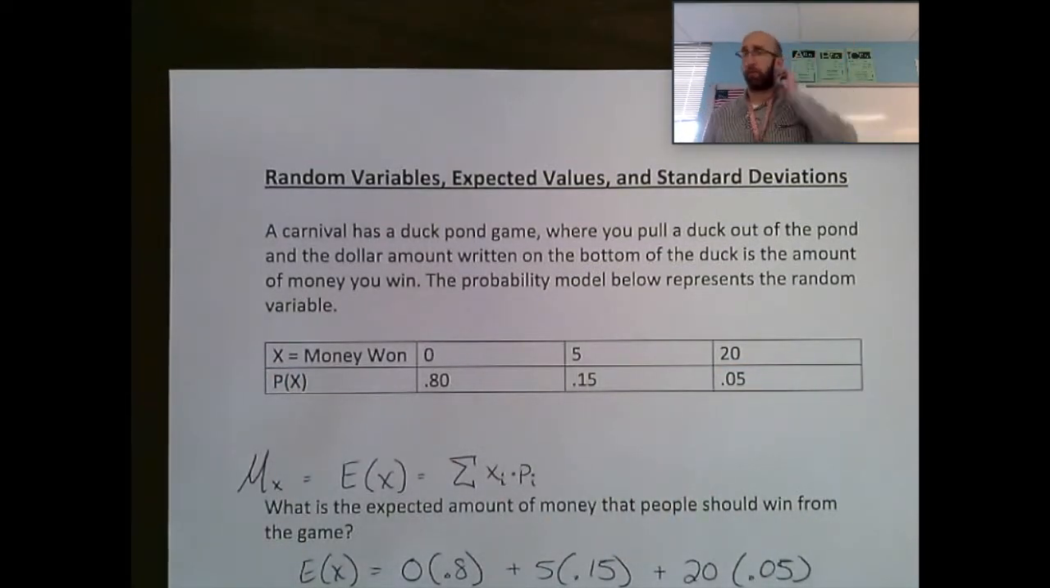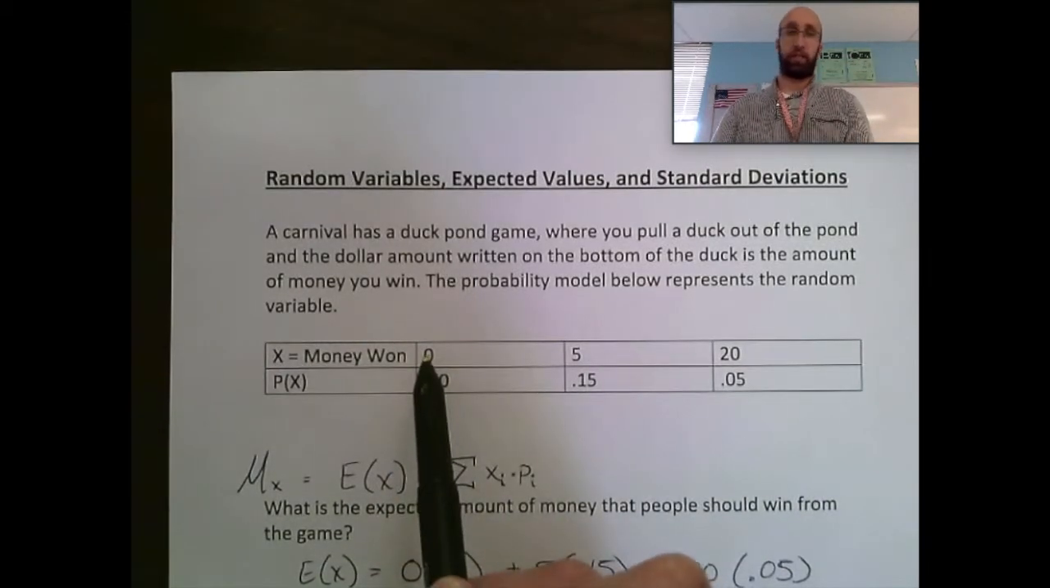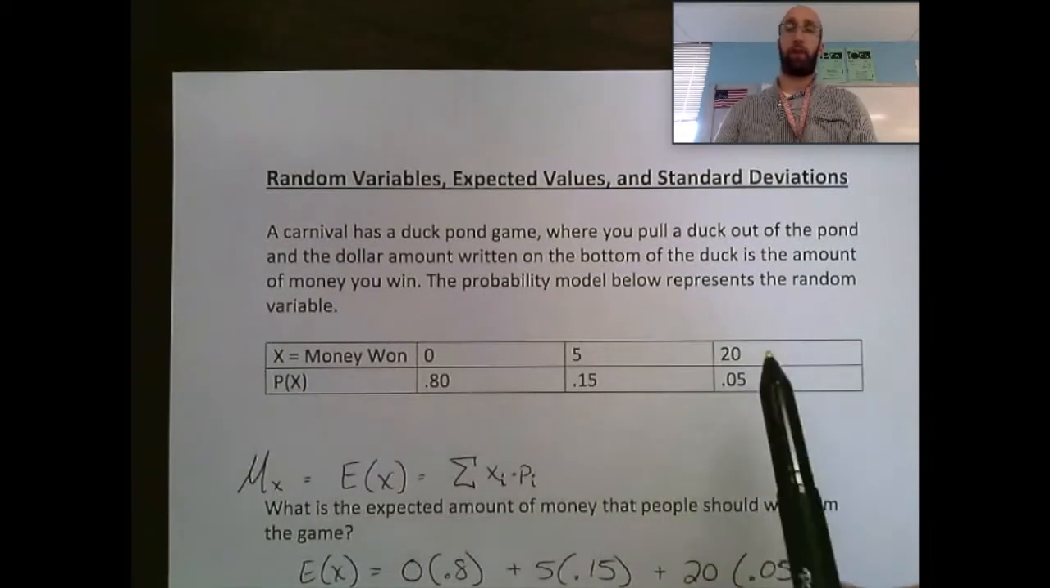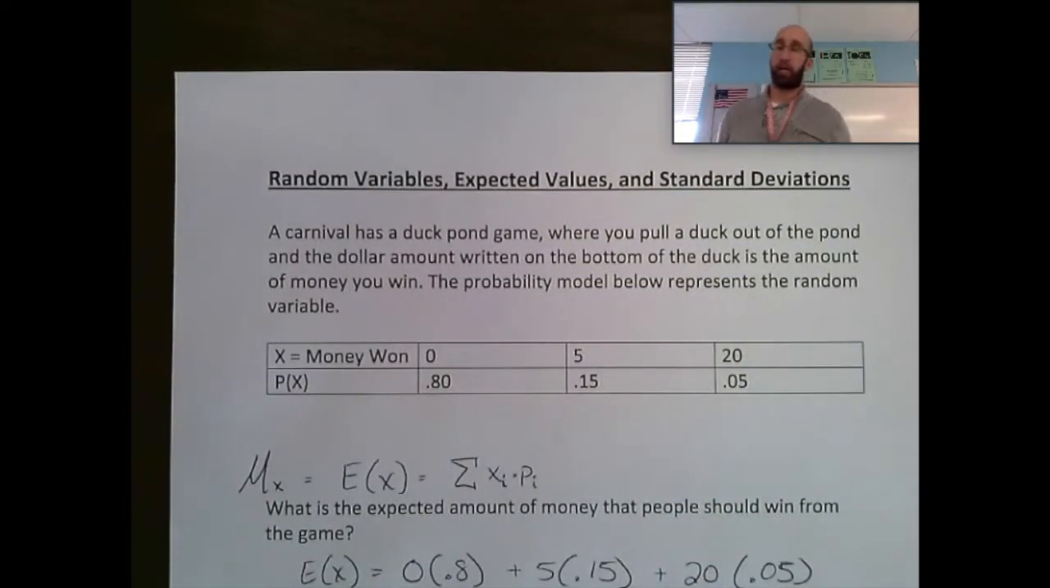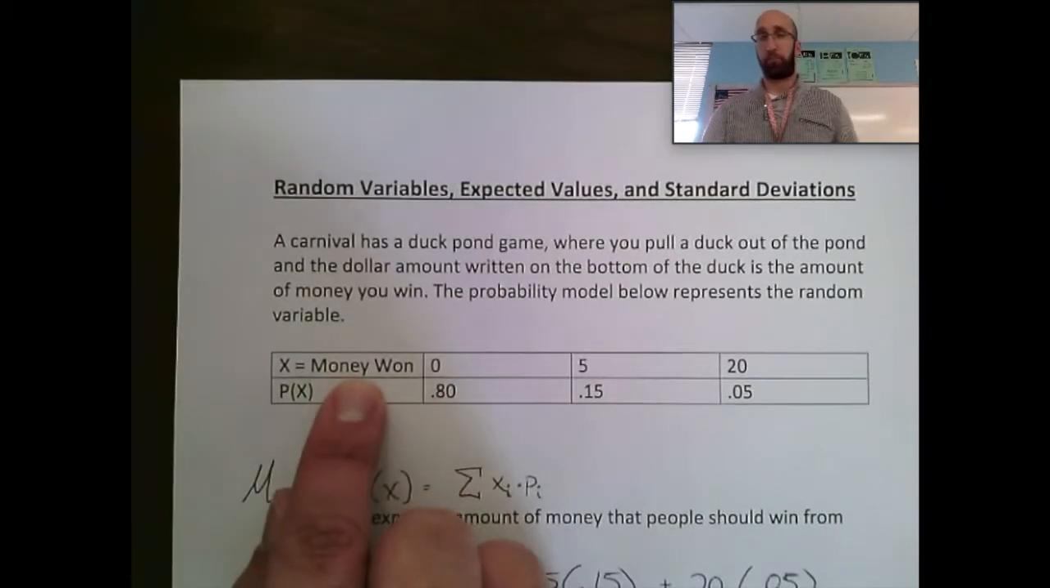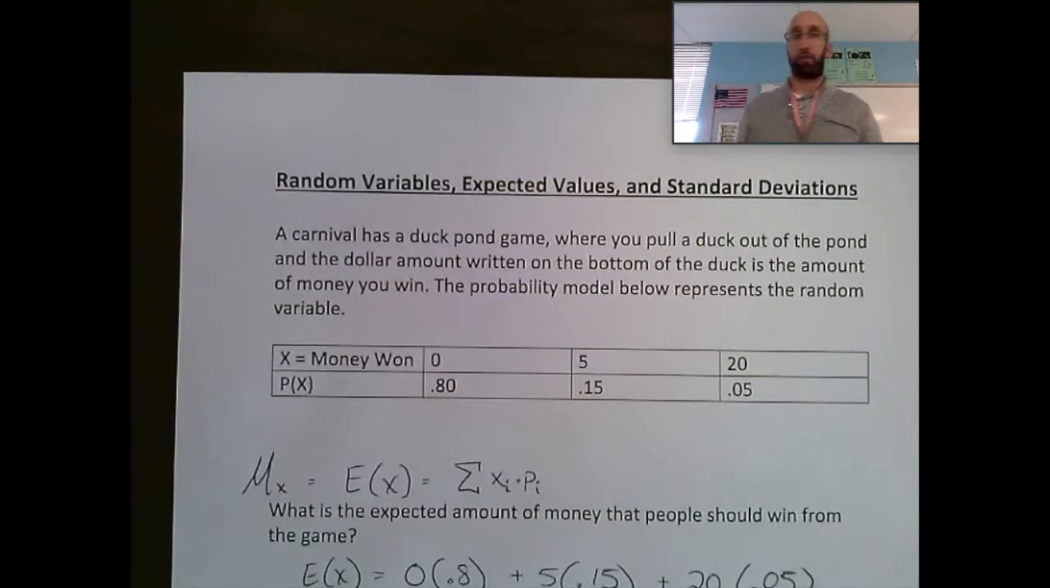So a random variable in this case is some sort of variable that is tied to a probability. There is a probability that we win $0. There is a probability that we win $5. There's a probability that we win $20. There is probability tied to the idea of how much money we win in this carnival game.